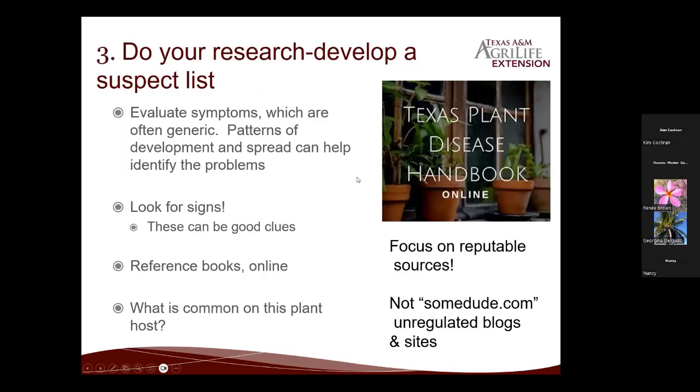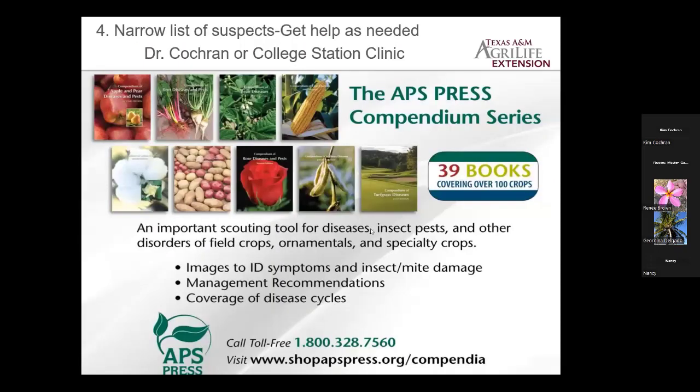of information and develop kind of a suspect list. Signs are a really good tool at this stage, and utilizing really reputable resources; unregulated blogs and websites are iffy at best. I also like to consider what's common on this plant host. More often than not, that's going to be what you're dealing with. Part of my job is to watch for things that are not common and be vigilant for that. But most of the time, it's business as usual, which is not a bad thing.